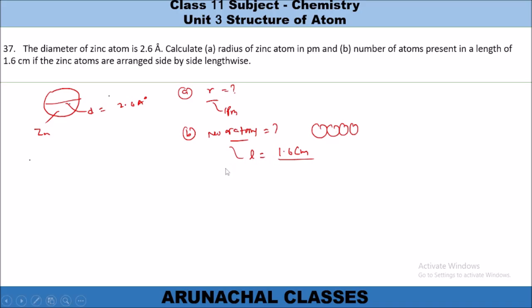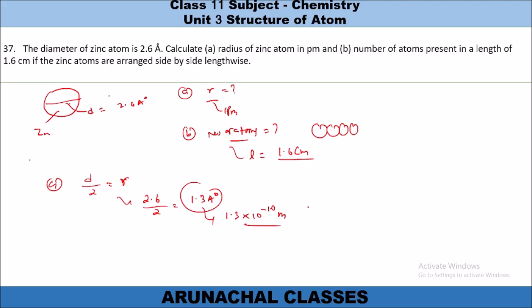So let us solve this one. For the first part, we know that half of the diameter is the radius. If the diameter is given as 2.6 angstrom, then 2.6 divided by 2 is 1.3 angstrom. That is the radius of the atom. This can be converted into meters: 1.3 multiplied by 10 power minus 10 meter. Now we can calculate in picometer also.